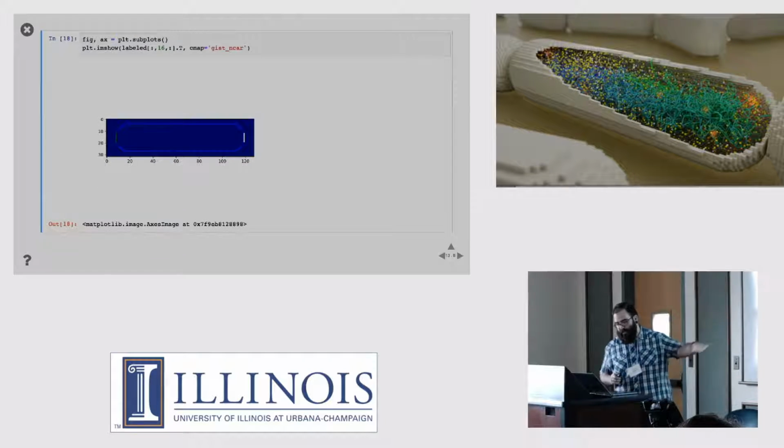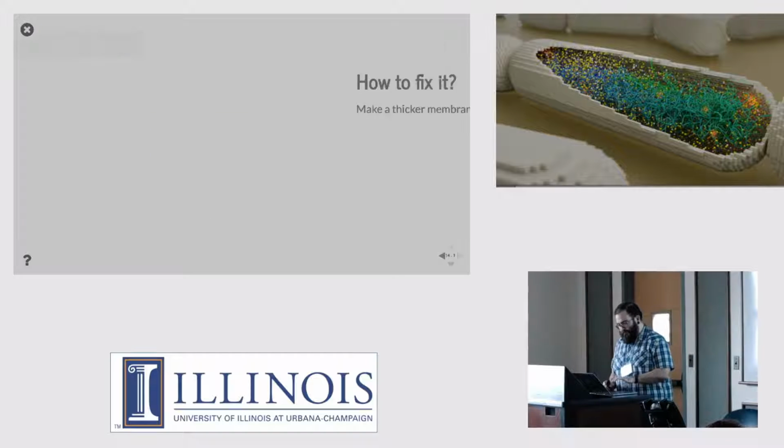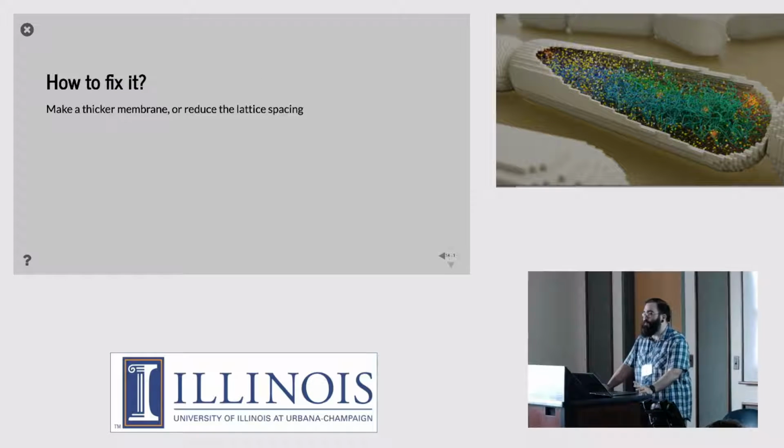So if I just plot a slice, this is a slice through the middle of the cell. You can see that this is completely disconnected, this is completely disconnected, but these sides are connected because you can imagine a circle right around the middle, everything should be connected that way. So how do we deal with this? Two ways: you can make the membrane larger, or you can make the lattice spacing finer.